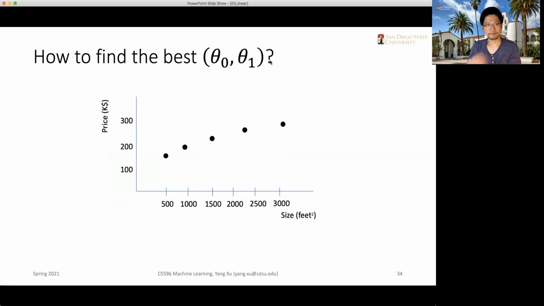Thank you. So how do we find the best theta 0 and theta 1? That is the question that we need to keep in our mind. We may have different options. We can just randomly draw a red line like this, but that is totally irresponsible, because we can tell by eye that it is not reflecting the trend of the data points, right?